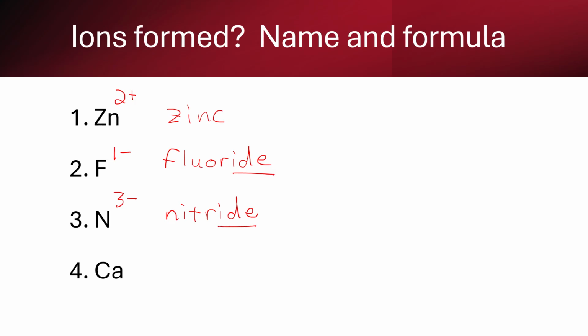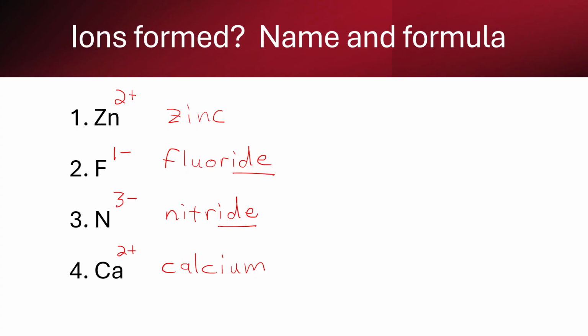And last but not least, calcium is in group 2, and so it's going to have a 2 positive charge, and we're just going to call it the calcium ion. The positive ones, we leave the names alone. The negative ones, we put IDE.